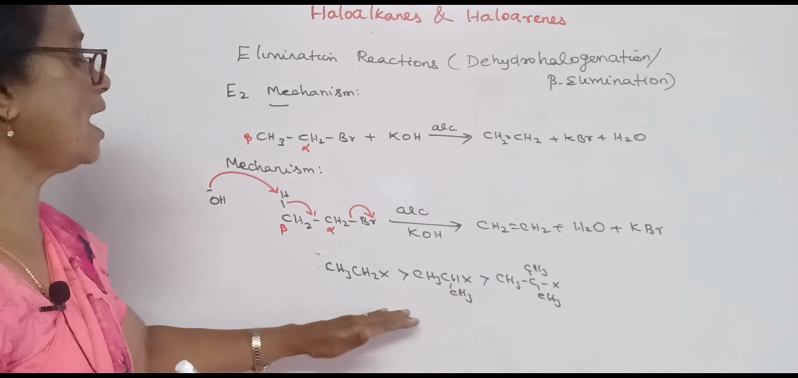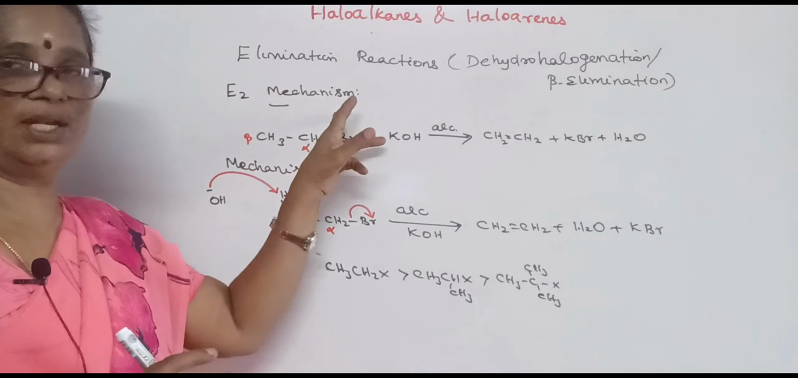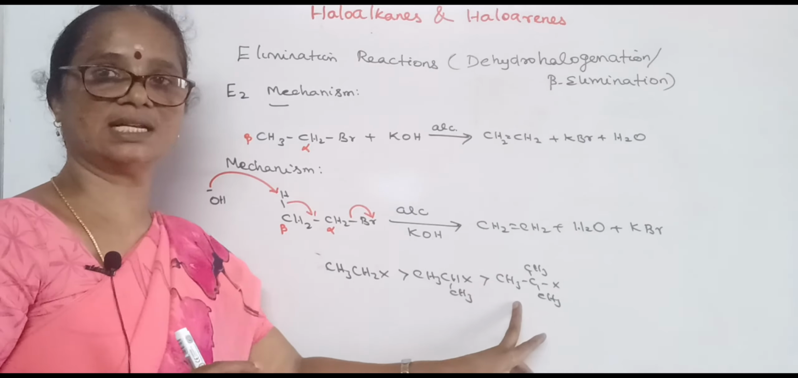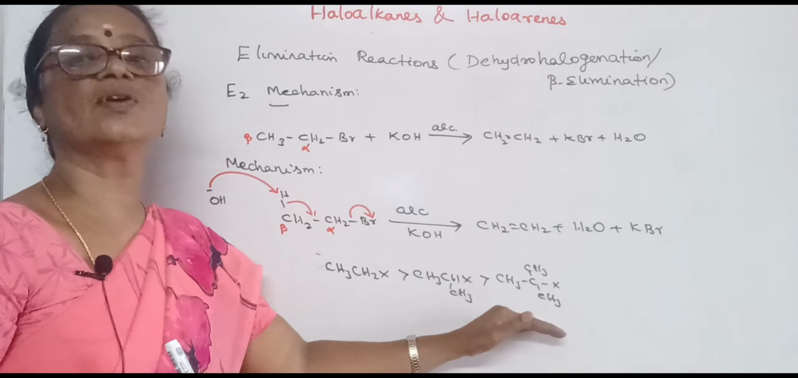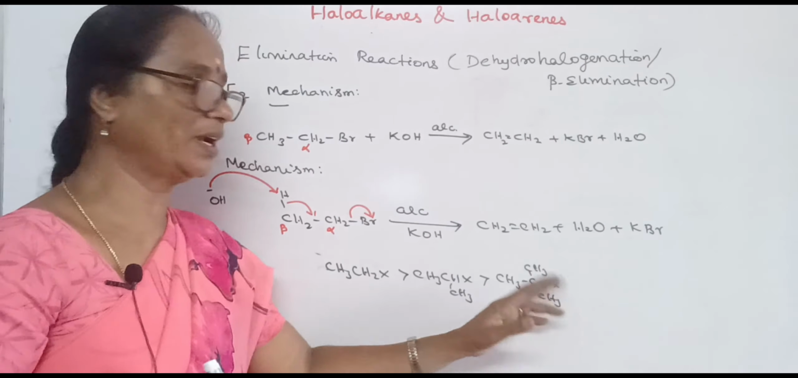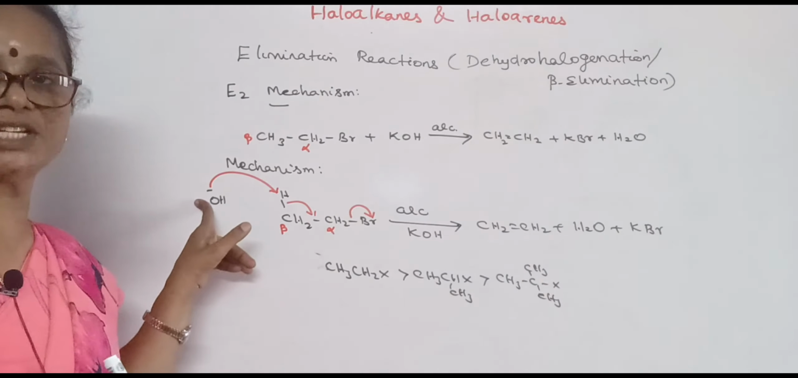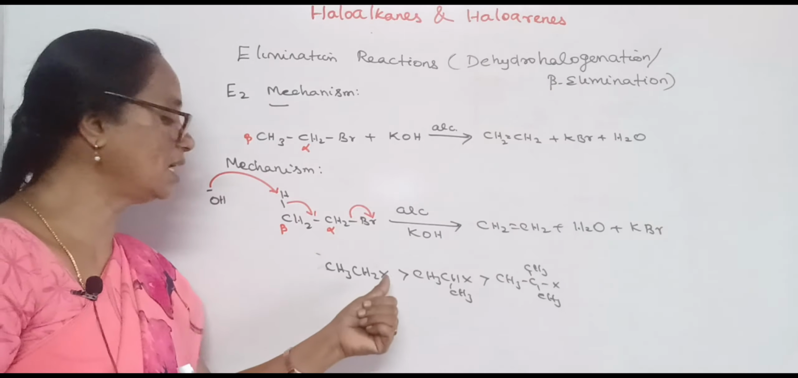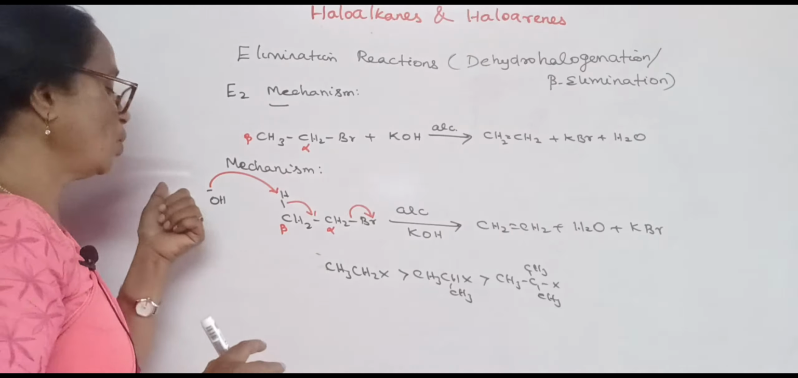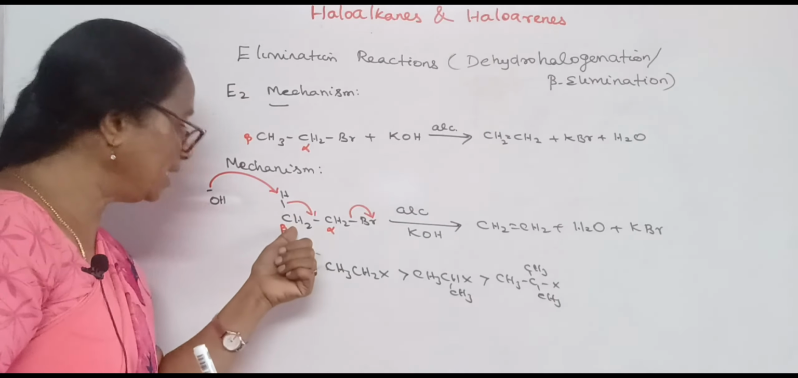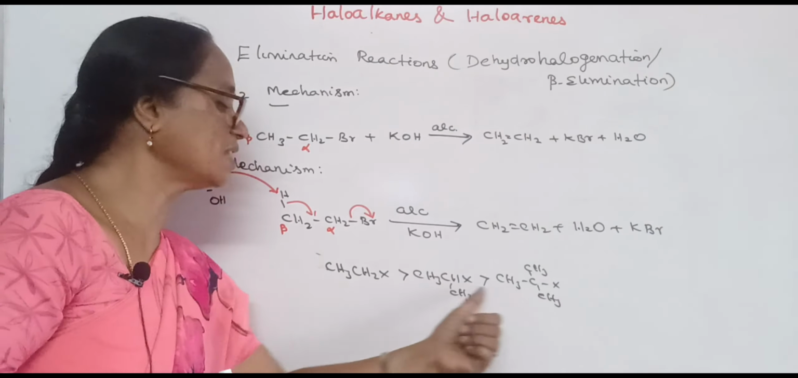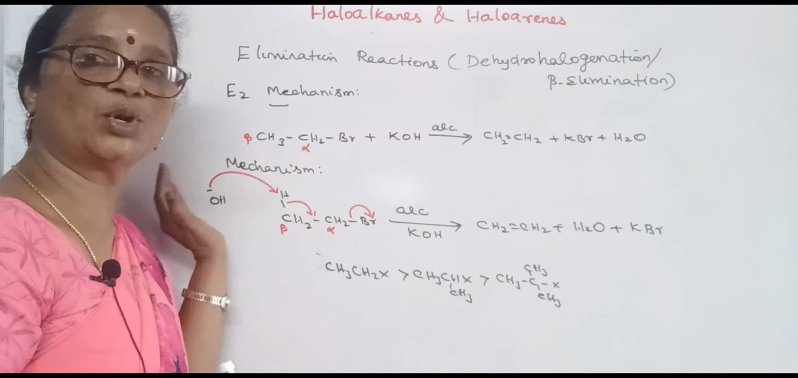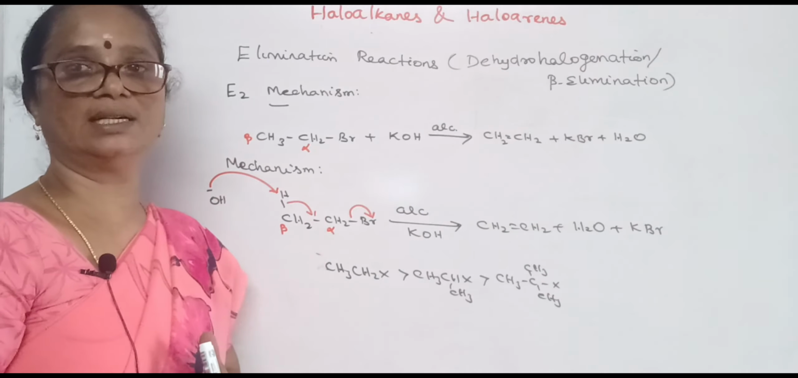So the order of reactivity of alkyl halides towards the E2 reaction is primary, then secondary, then tertiary. Once again, this is because of the steric or inhibiting effect of the alkyl group towards the OH minus. The ethyl group has only one simple methyl group, and the other two atoms are hydrogen, so the OH minus can approach the beta carbon. But in the case of secondary or tertiary, the number of alkyl groups increases and hence the approach of OH minus will be hindered.